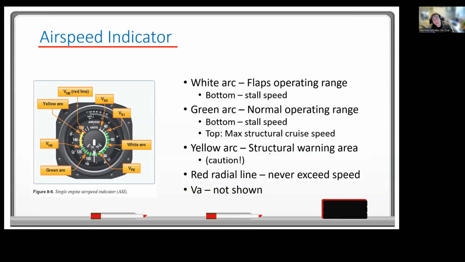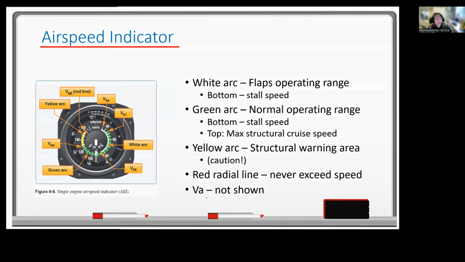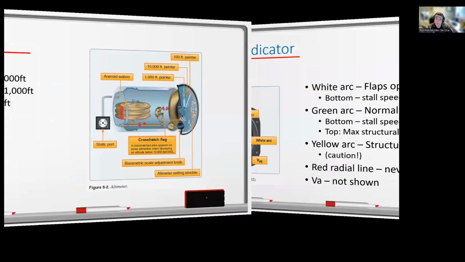Now, looking closer at the airspeed indicator, we have, again, that white arc, which is our flap operating range. The bottom of that white arc, or the low end of it, is our stall speed with full flaps in. The green arc is our normal operating range, and the bottom of that is our normal stall speed. And the top of that is our maximum structural cruising speed. The yellow arc is our structural warning area, and the red radial line is our never exceed speed. Now, there's one V speed that isn't shown on your airspeed indicator, and that's your maneuver speed, or VA. That's just something you have to know from your pilot operating handbook.